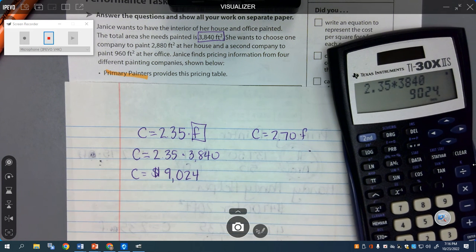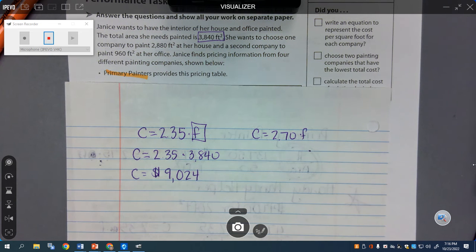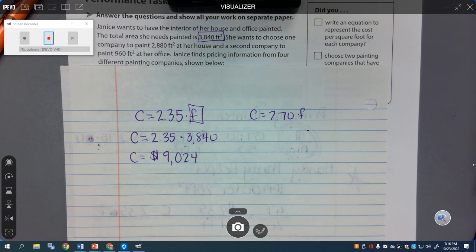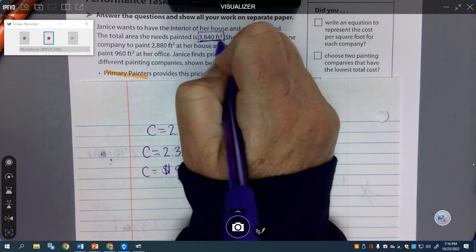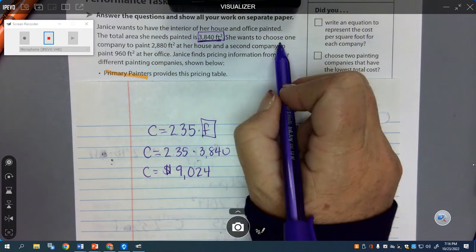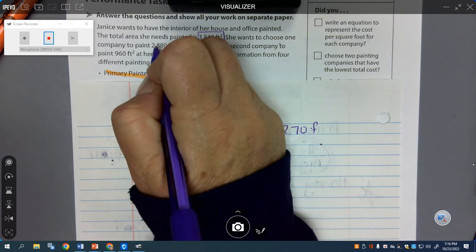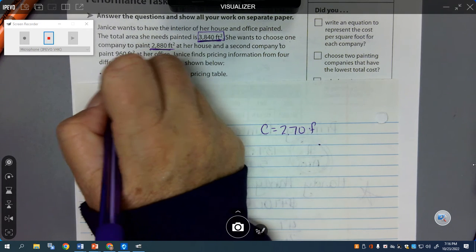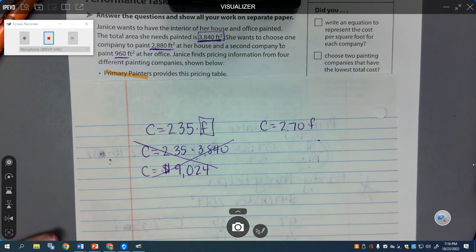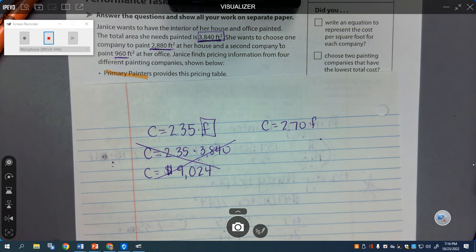I'm so sorry. Guess what? Do you guys see what I just did? Oops. All right. I didn't read the problem. This is the total area. She wants to choose one to paint her house. This is her house, so scratch that. And then this is her office. Sorry. So let's go back and try that one more time.